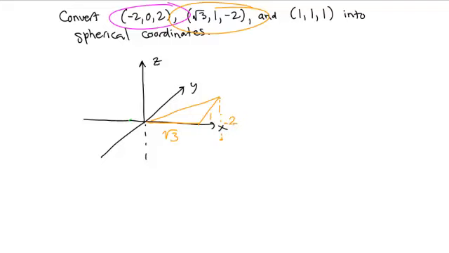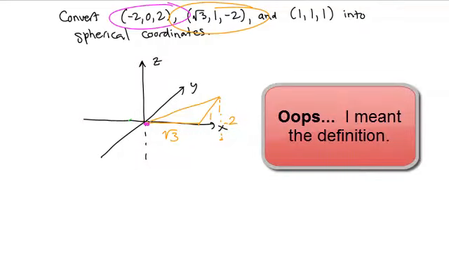So let's put this thing in its spherical coordinates. Now there's 2 ways we could do this. We can do the definition or the conversion formulas. Let's start off by using the conversion formulas. So we're going to first measure the distance from the origin to this point down here.